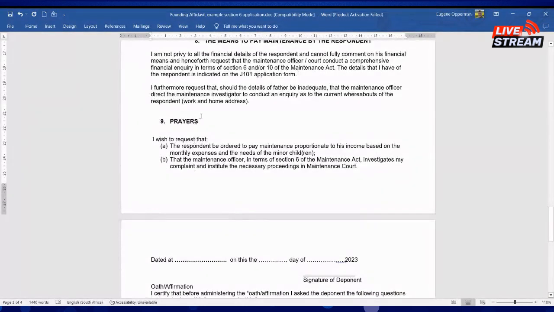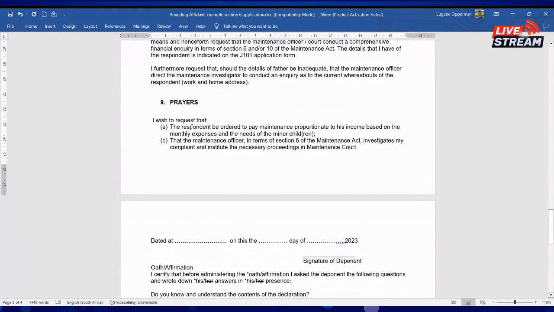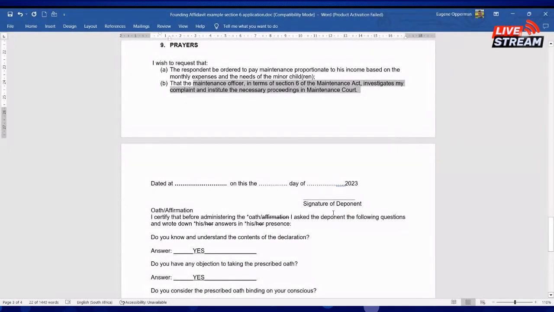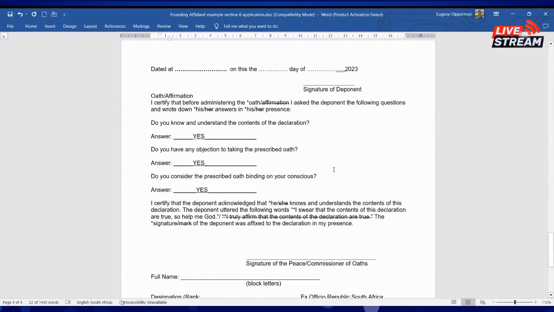And then at the end, you just have the prayer where you wish that the respondent be ordered to pay maintenance proportionate to his income based on the monthly expenses and the needs of the minor children, and that the maintenance officer, in terms of Section 6 of the Act, investigates the complaint and institutes the necessary proceedings in the maintenance court. So this is just the form of a simple founding affidavit.